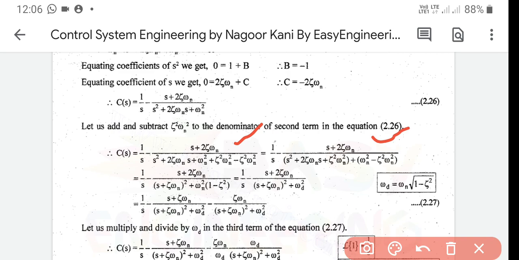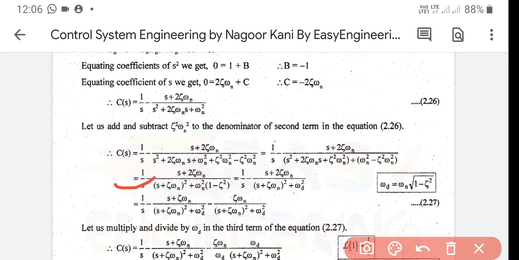So 1 by S minus (S plus 2 zeta omega n) by (S square plus 2 zeta omega n s plus zeta square omega n square). So you should know what is adding and subtracting here. So 2xy, this is nothing but 2xy form, okay. The 2xy term is nothing but zeta omega n. Okay, so you are adding zeta square omega n square here.